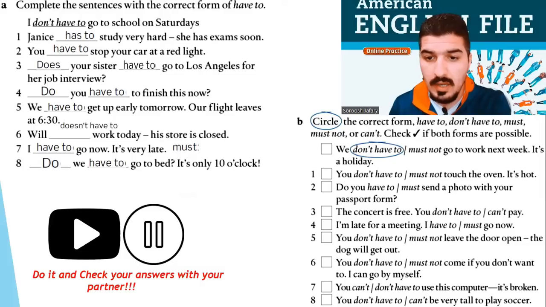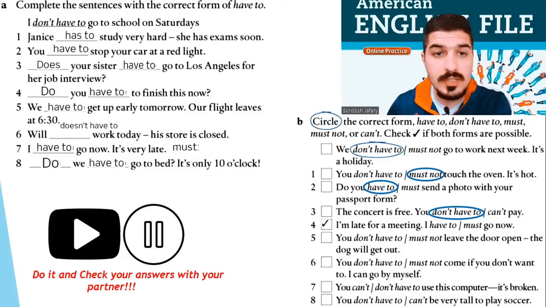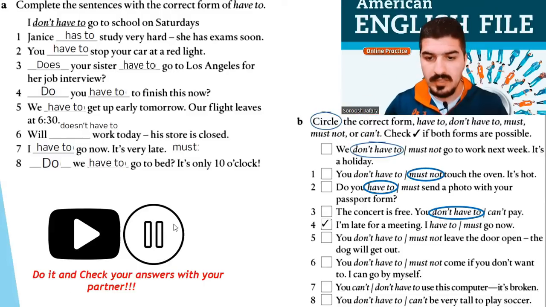Exercise B. All right, number 1, you must not touch the oven. It's hot. All right, it's an obligatory thing. All right. Number 2, do you have to send a photo with your passport form? Number 3, the concert is free. You don't have to pay. Number 4, I'm late for a meeting. I have to go now. Or you can say, I must go now. Both of them are correct.